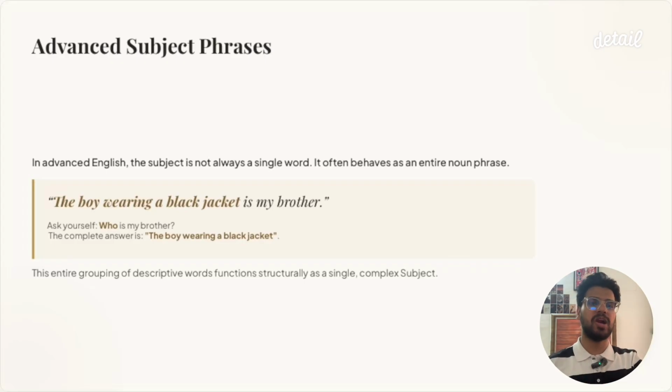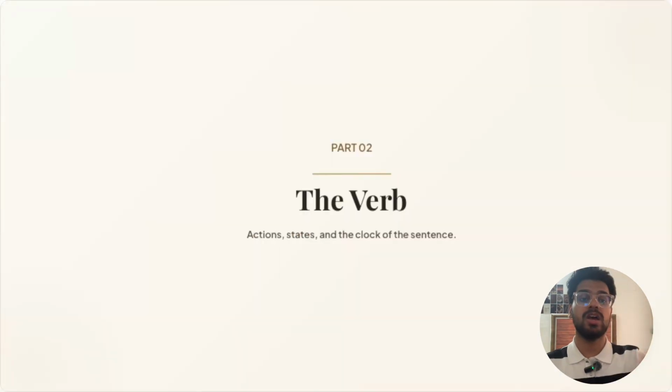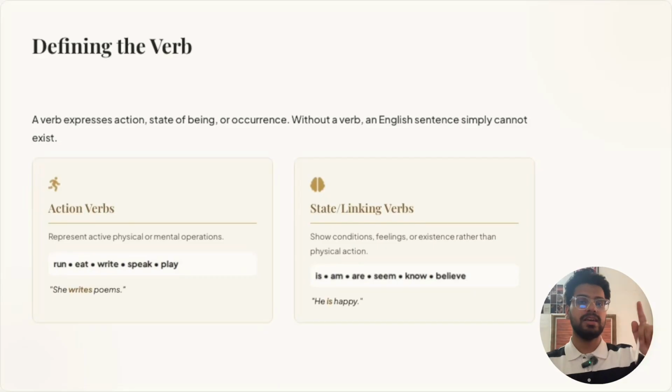Now moving on to part 2, verb. What is a verb? A verb shows action, state, or occurrence. Without a verb, a sentence cannot exist. So there are mainly two types of verbs: action verbs and state verbs. Action verbs: run, eat, write, speak, and play. For example, she writes poems. Here, writes is the action verb.